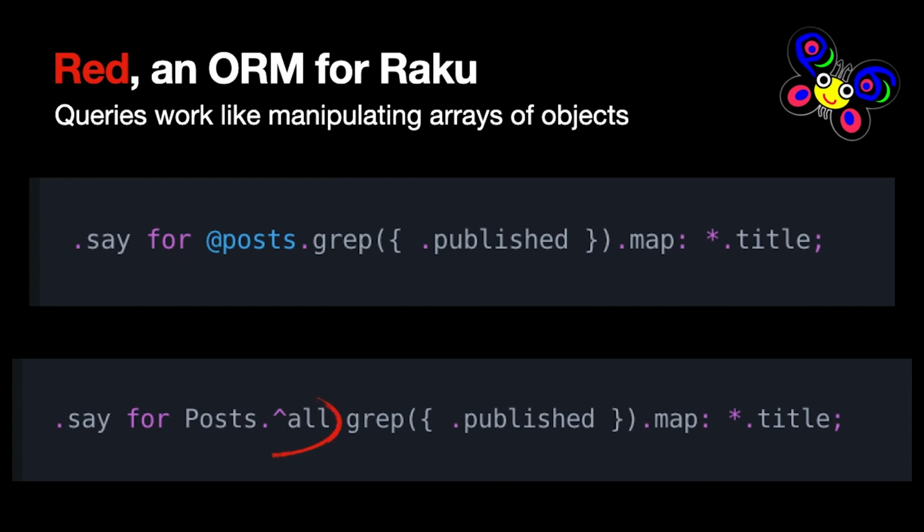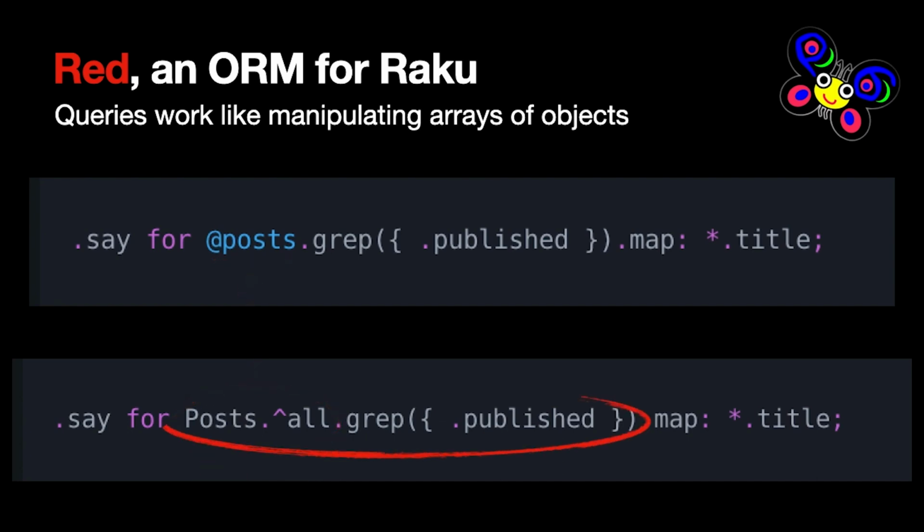And that's almost exactly the same with Red. Post.all is a Positional representing all posts, just like the array @posts. Different from the array @posts, it is a lazy list. Like the Seqs, it does not have the items, but it knows how to get them.